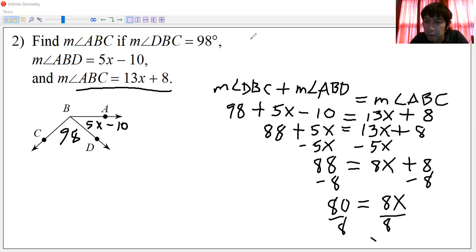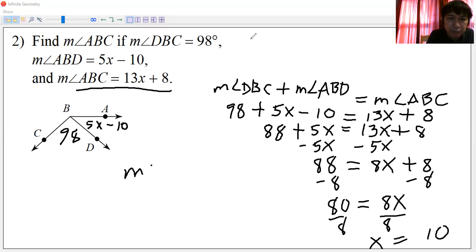And we have now x equal to 10. There. 80 divided by 8, that's 10. So we have the value of x. We can now use the expression for ABC. Okay, we can do it right here.